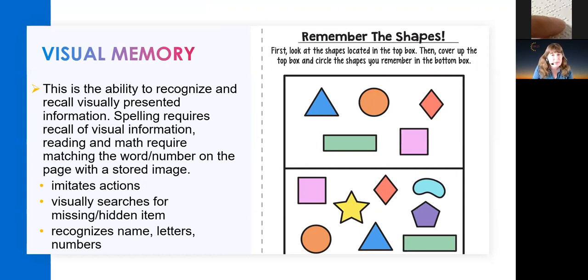On the right, I've given you a sample of something that you can use. It's a simple worksheet, remember the shapes. First the students look at the shapes on the top, then the top part is covered, and can they circle or point to any of the shapes that they remember? Great, easy visual memory. You can also use the sea creature cards, where you have two sets, and you can play that visual matching and memory game where you turn them over and see if they can find the matches. Kids usually like this section of the assessment because it's fun for them to do.